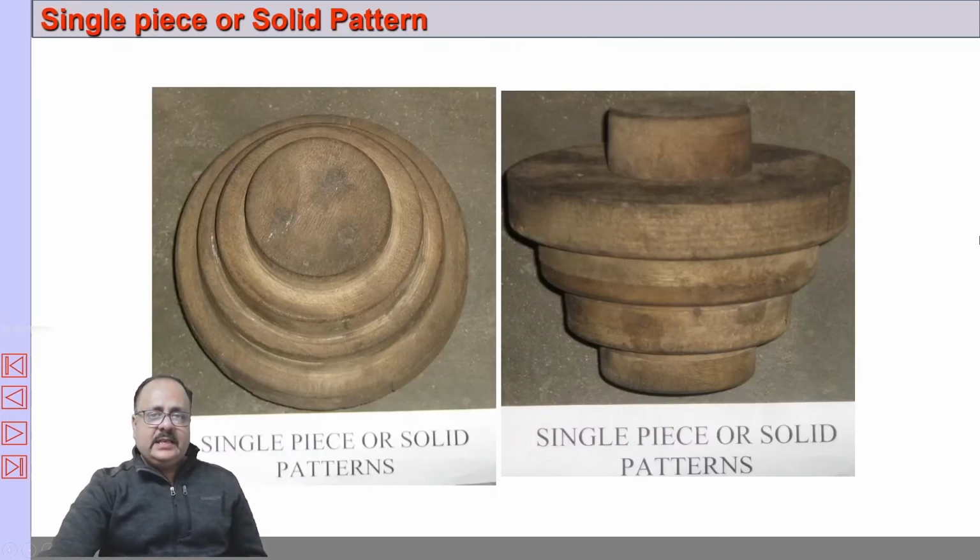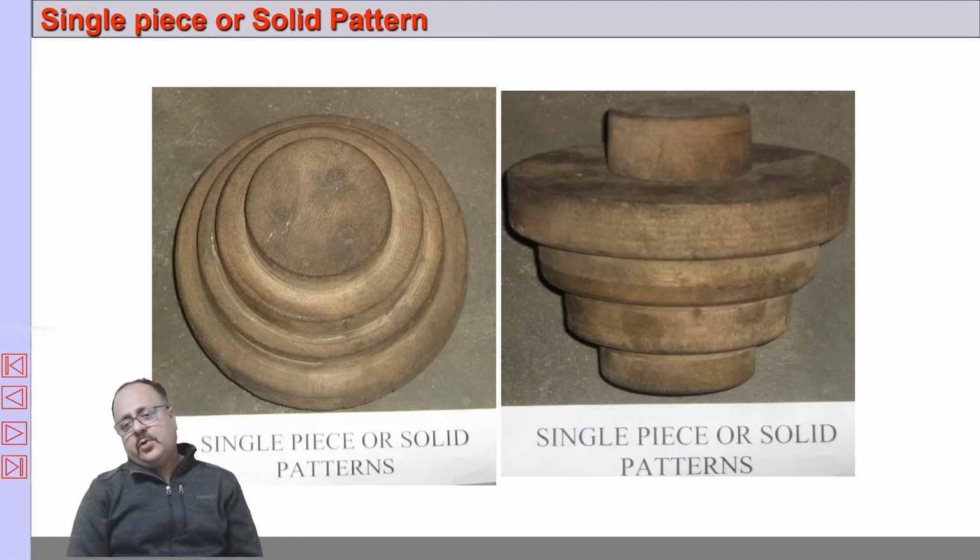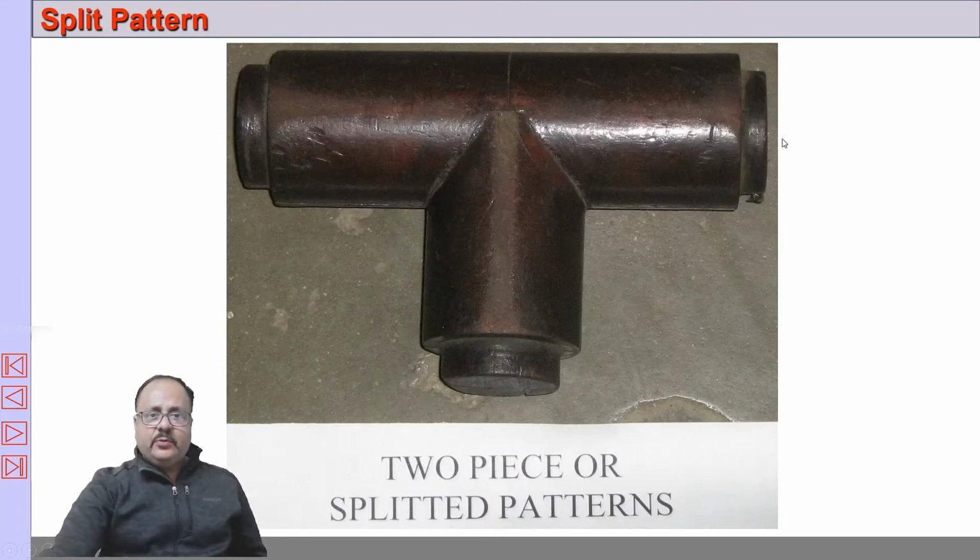So this is a stepped pulley, a 3-step pulley. This is a core print for making the central hole. This shape we can easily take out from this side without creating any problem in the mold. So therefore it is a single piece pattern. This other shape we cannot take out as a single piece, so it is made of two pieces along the parting line, one for the cope, one for the drag.